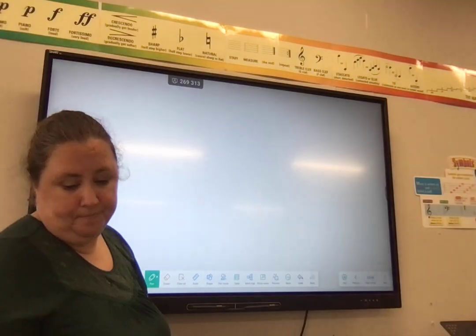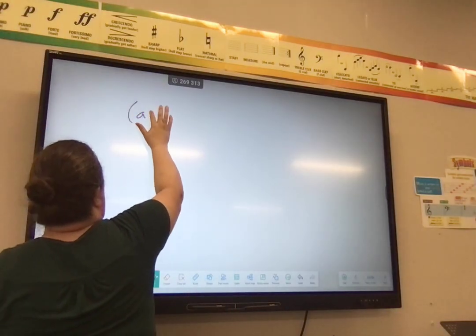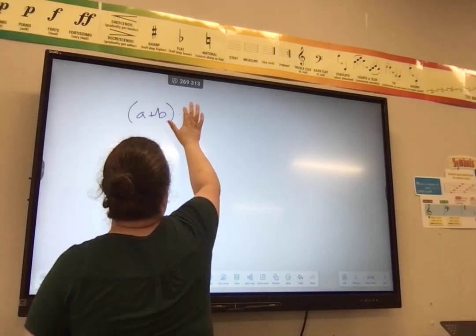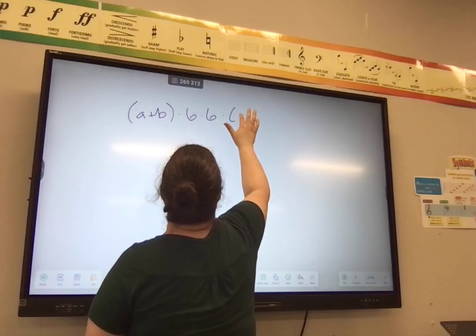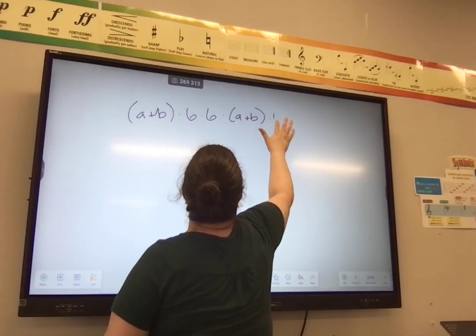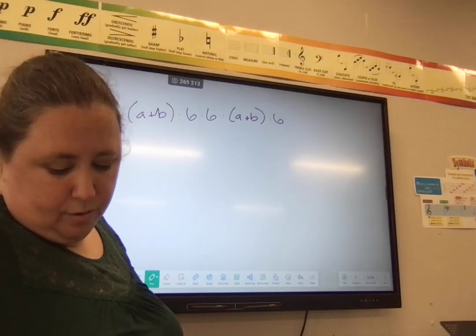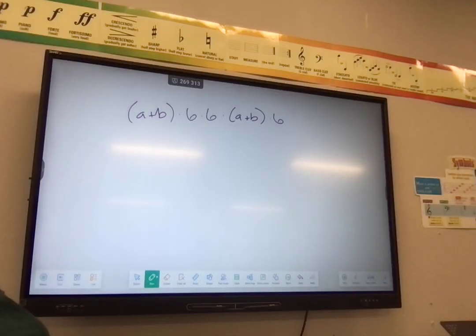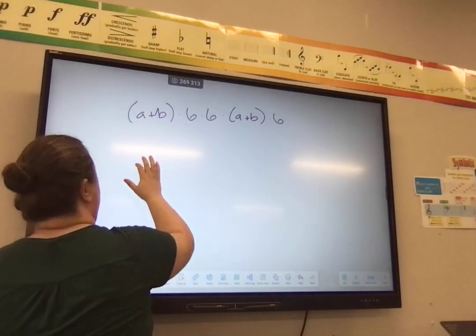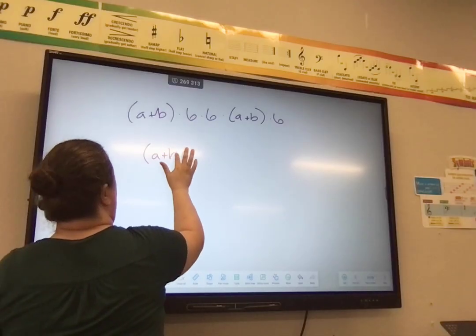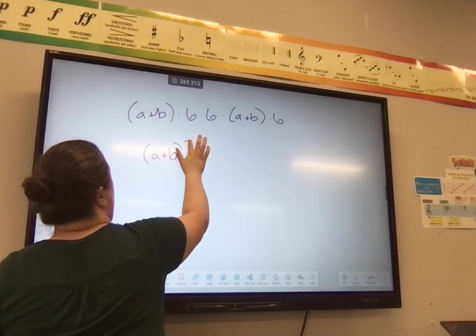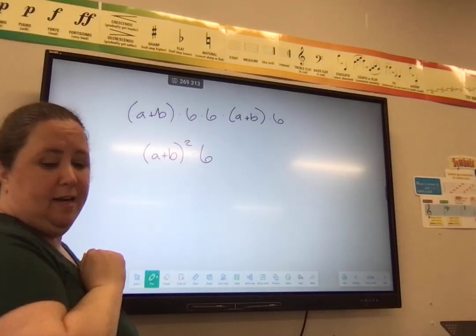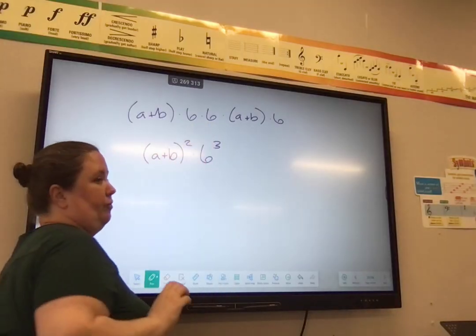Okay, let's do number 14. And that's a 6, not a B, for those of you who think my handwriting is not great. All right, how many base numbers are we going to have? 2. Which was our first one? A plus B in parentheses. Very good. How many of those do we have? To the power of 2. And then what's our next base number? 6. And how many of those do we have? 3. Okay, so there's your exponential form.